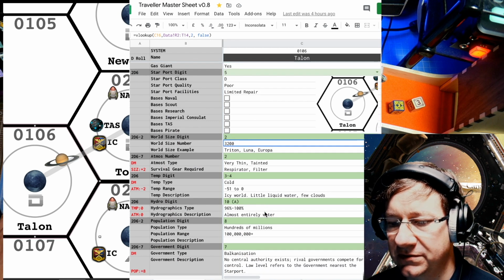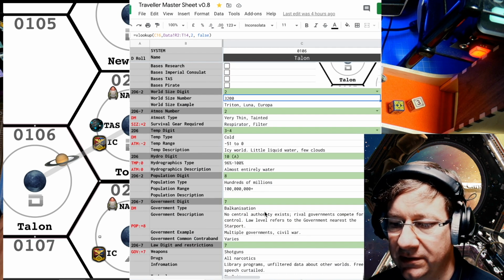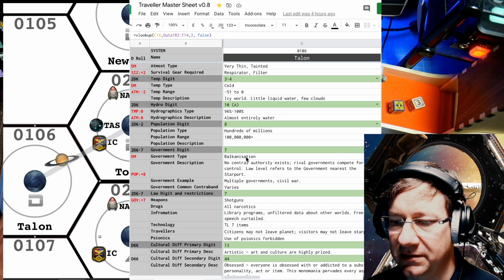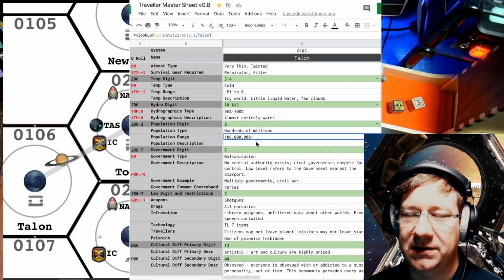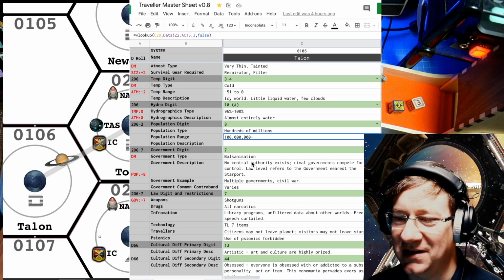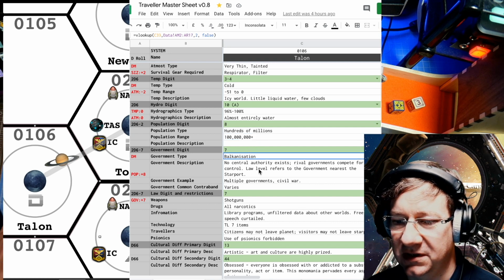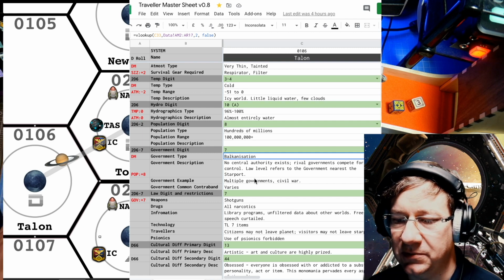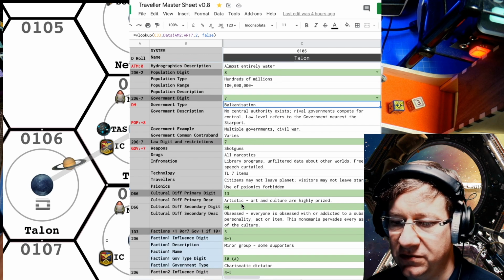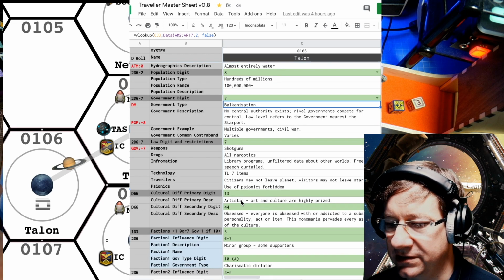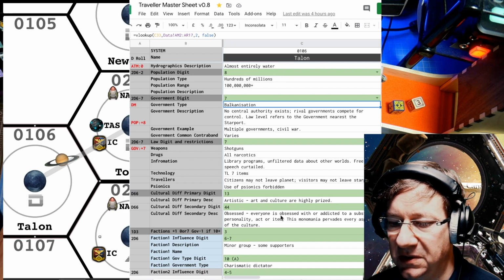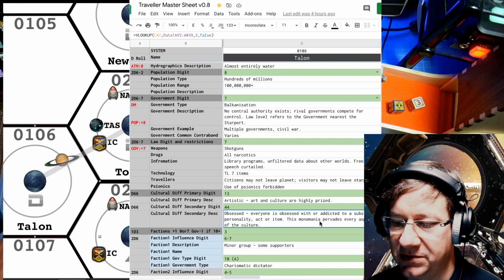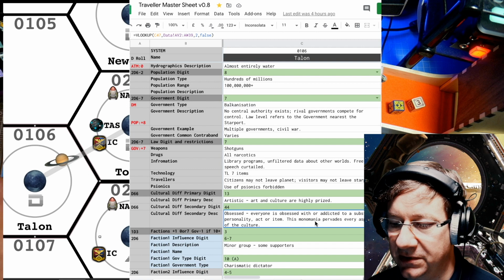I've got some thoughts I've just been having about how that works out, especially linked into the fact that it's got a lot of people living there, hundreds of millions. So how are they living on this small ice packed world? The government's balkanized, so it's kind of a fractured state. Nothing's very stable, which means it's an amber system. And they've got some interesting cultural differentiators here. They're artistic as their primary, and I put a secondary one in there as obsessed with and addicted to a substance or a person.